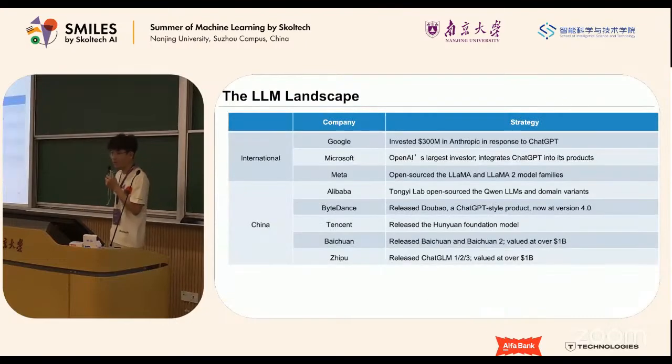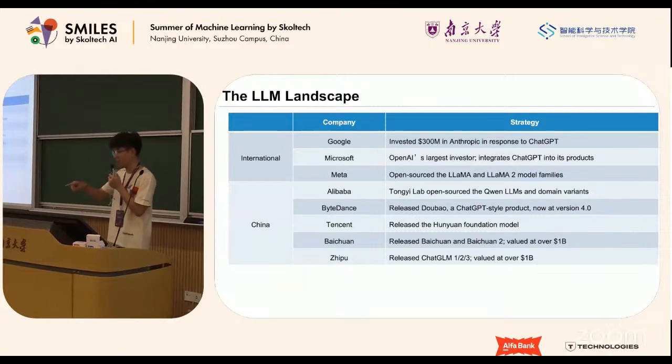This table summarizes the strategies of key international and Chinese lab organizations. Among the international companies, Google has developed Gemini. Microsoft is OpenAI's largest investor, and OpenAI has developed ChatGPT. Meta has developed the Llama models. And Anthropic, which is displayed in this slide, developed Claude.